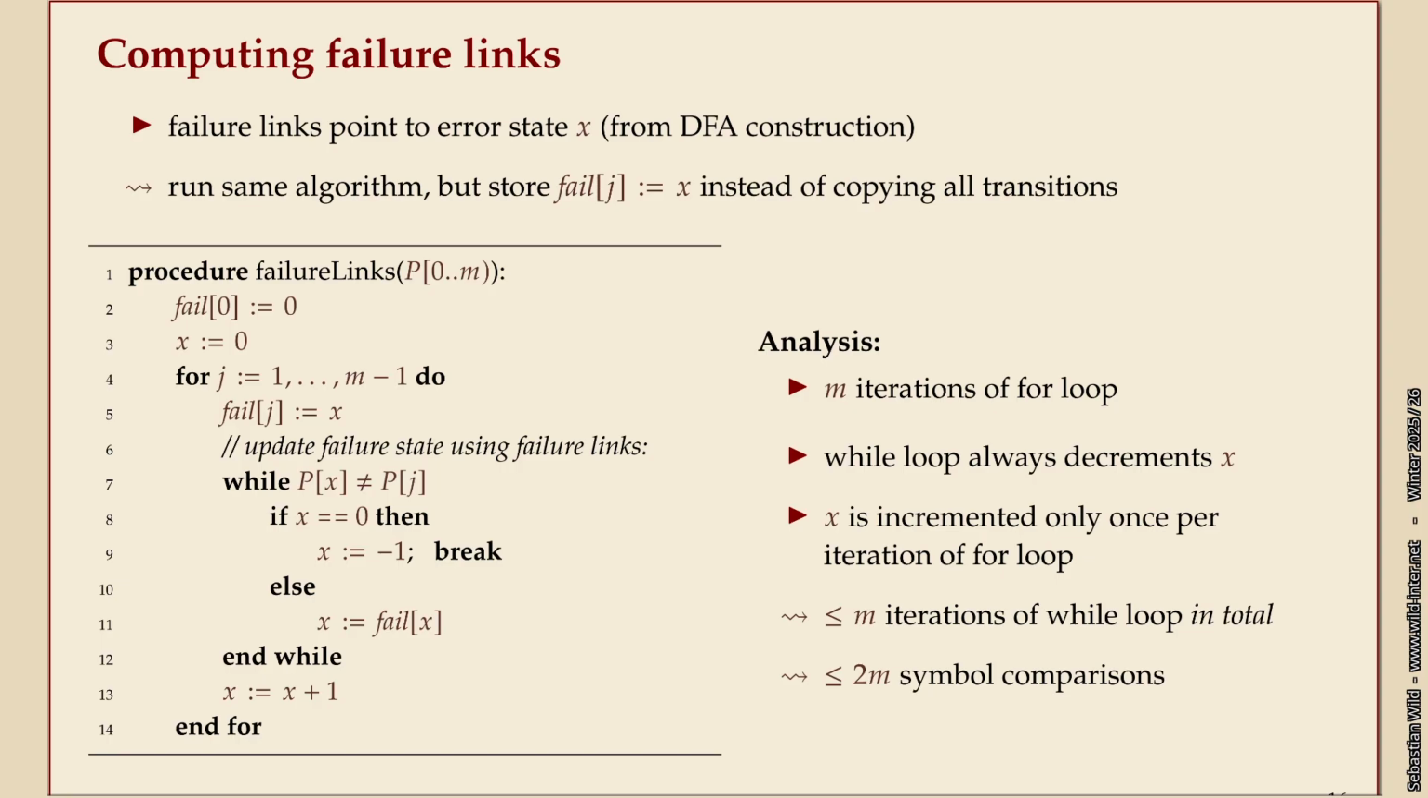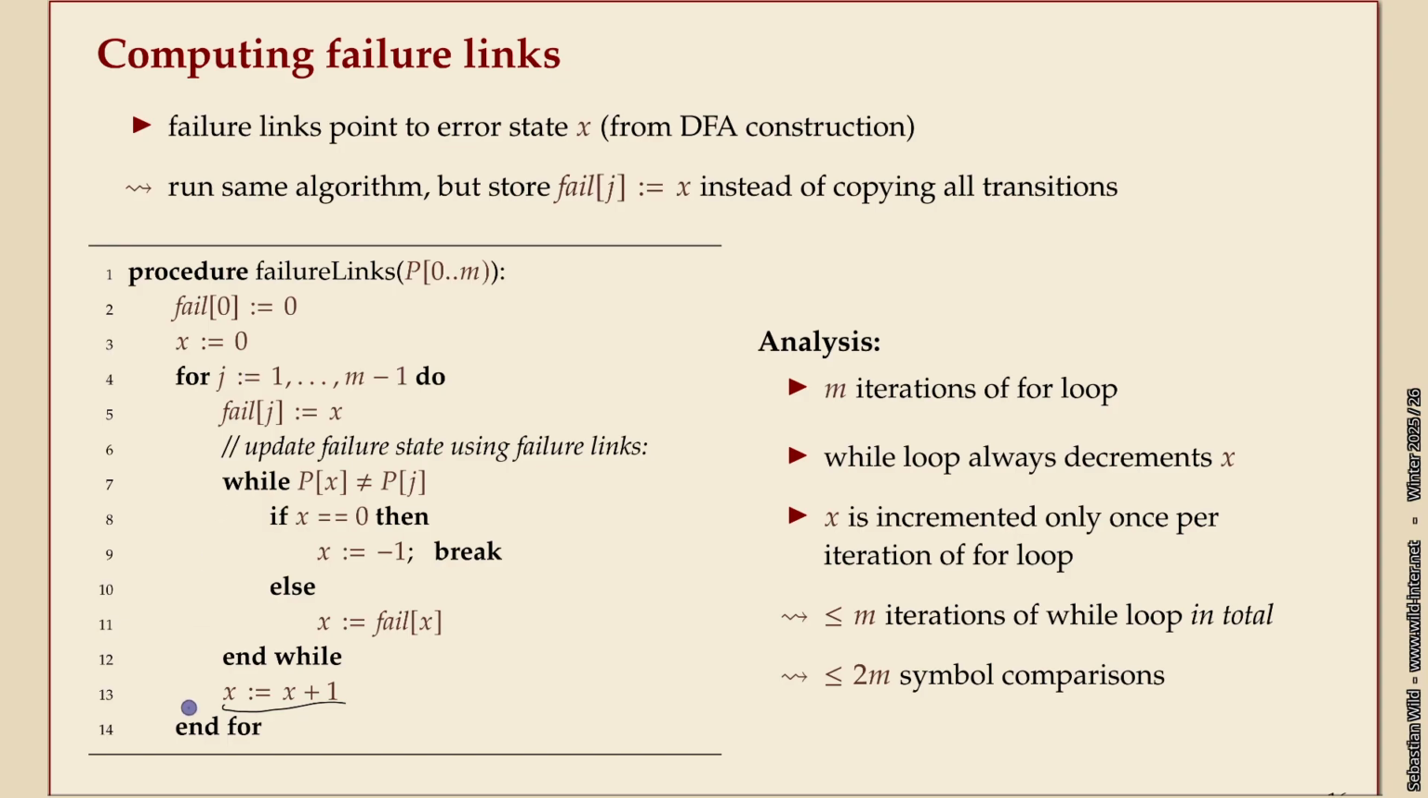Very similar to the previous code, this looks like it might be slow because there's an outer loop that runs for m iterations. And there's an inner loop that might also run for m iterations because you move, again, following failure links to the left. By the very same argument, this inner loop in total cannot run more than m times. Because before you can make x smaller, you have to have made x larger previously, and you only make it larger down here, and only by one at a time.